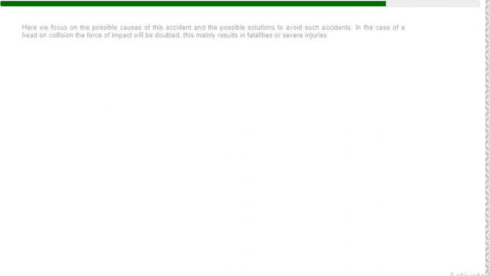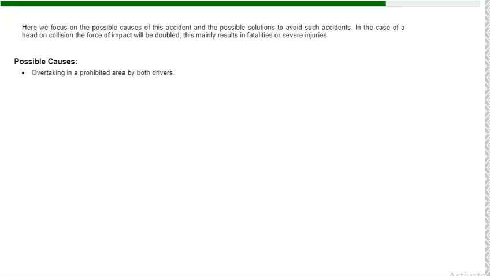Here we focus on the possible causes of this accident and the possible solutions to avoid such accidents. In the case of a head-on collision, the force of impact will be doubled. This mainly results in fatalities or severe injuries. Possible causes: overtaking in a prohibited area by both drivers. The video clearly shows that the road markings near the crest of the hill prohibit overtaking.